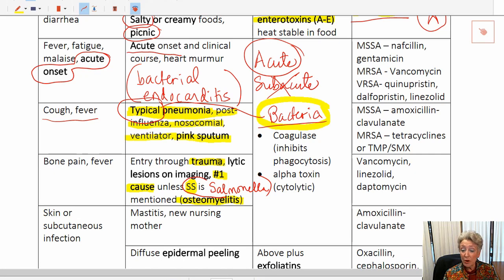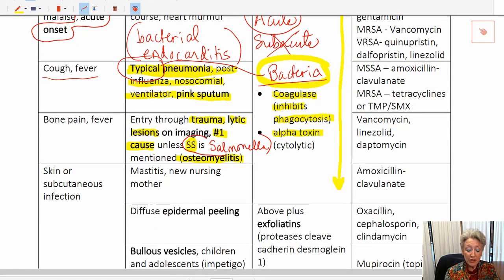Now, how does the organism get into the bone? Well, there has to be some sort of traumatic injury. And so the introduction from the normal flora location through the skin and into the blood is mentioned. Notice in each of these cases, I've got the same list of virulence factors which are important. Coagulase inhibiting phagocytosis, the alpha toxin of the organism causing cellular lysis. And so indeed, that's what I'm seeing on these lesions when I image the osteomyelitis diagnostically.